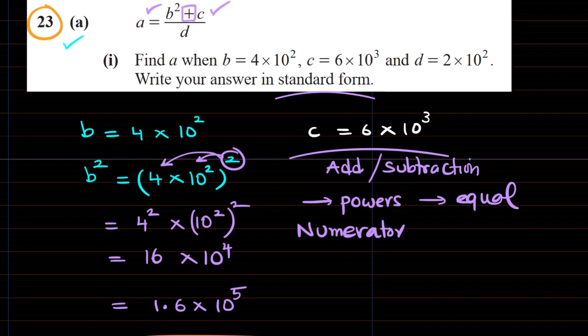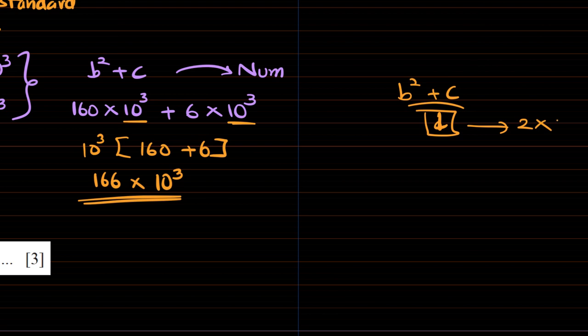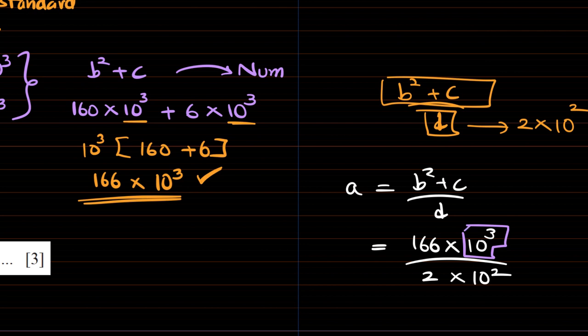Now, what are we dividing it with? We are dividing it with D, and D is 2 multiplying with 10 raised to power of 2. So therefore, B square plus C divided by D, we know that D is 2 multiplying with 10 raised to power of 2. And B square plus C is right over here. So let's simplify. So A equals B square plus C divided by D. That is 166 into 10 raised to power of 3 divided by 2 multiplying with 10 raised to power of 2.